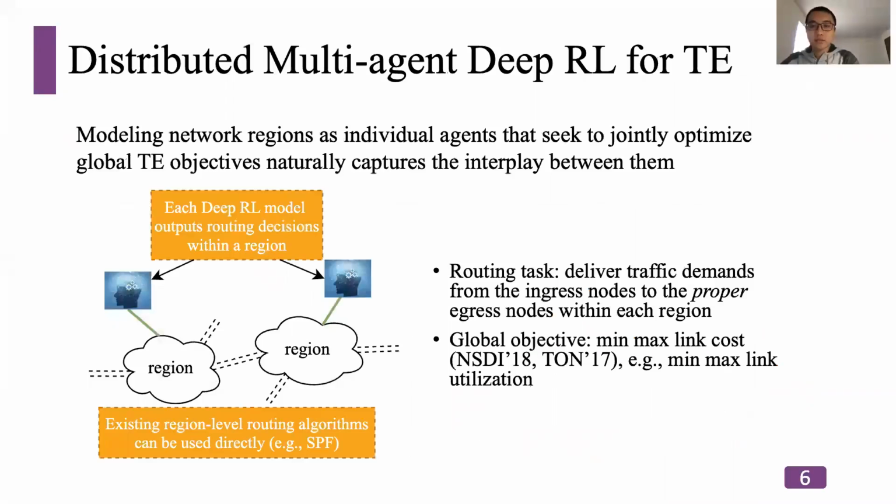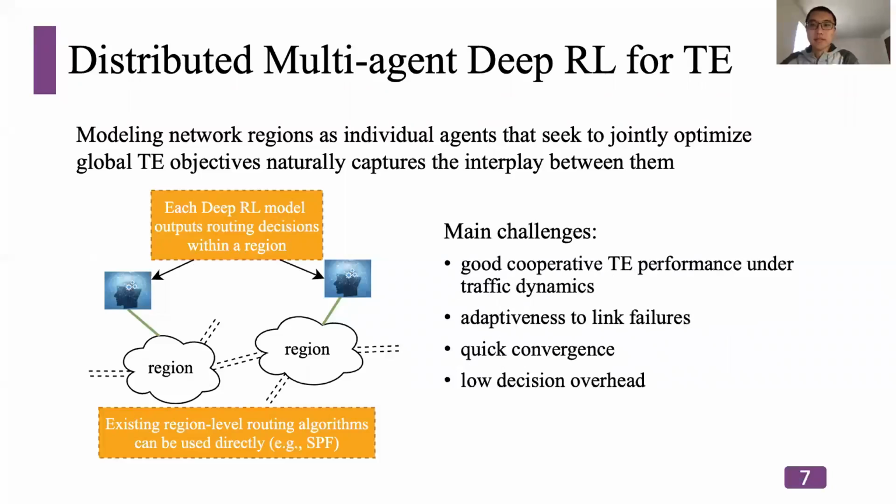We design to model each network region as an individual learning agent. Each individual agent has only local network information and interacts with other agents. These agents make decisions on the fly for global performance optimization. In this paper, we focus on optimizing routings within each region, and the region-level routings can be computed using existing algorithms. These agents will be trained to cooperate with each other for the global TE objective.